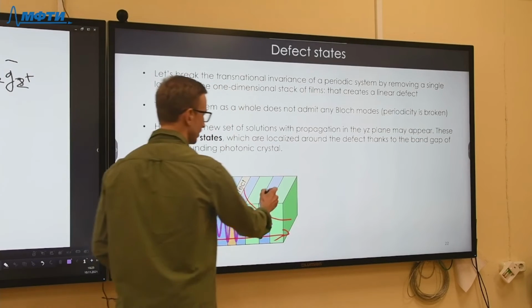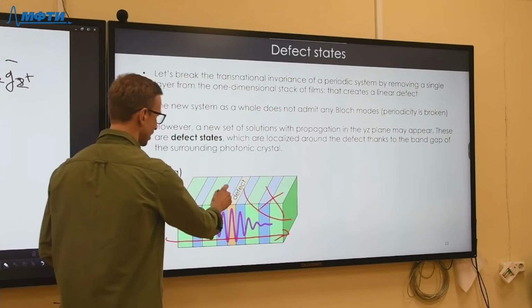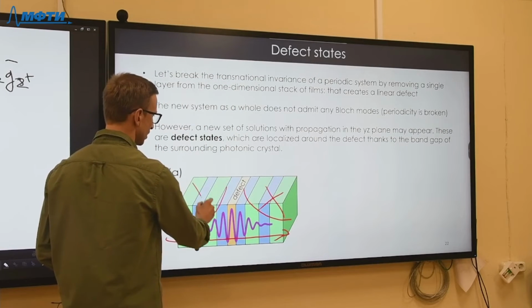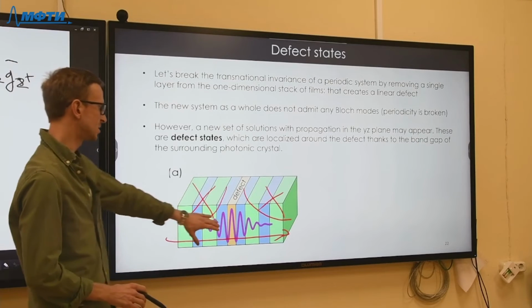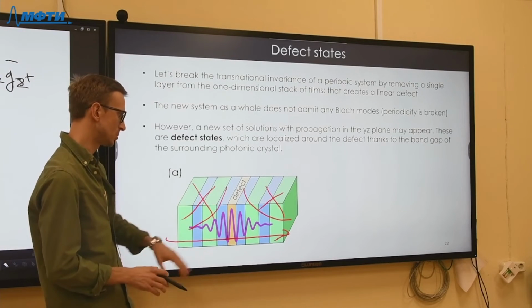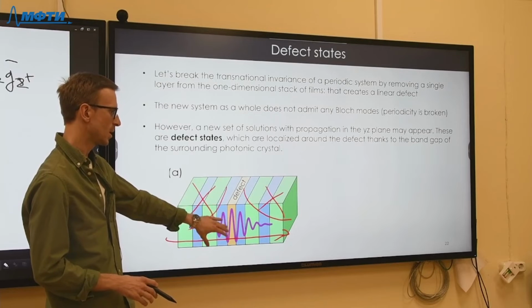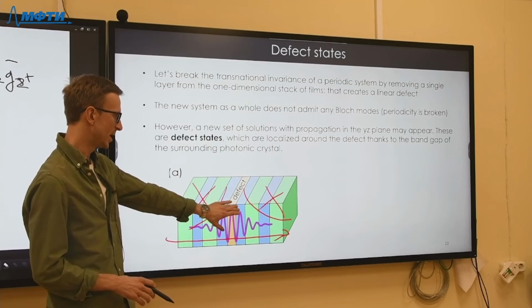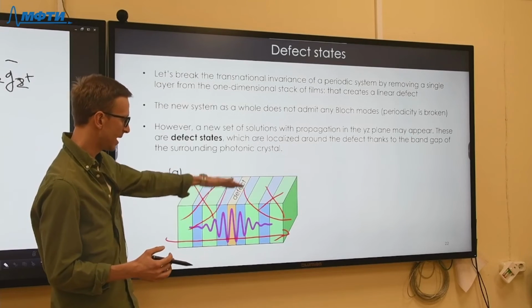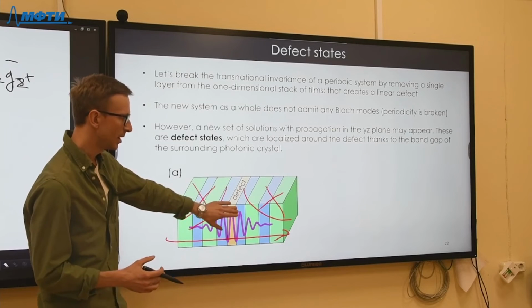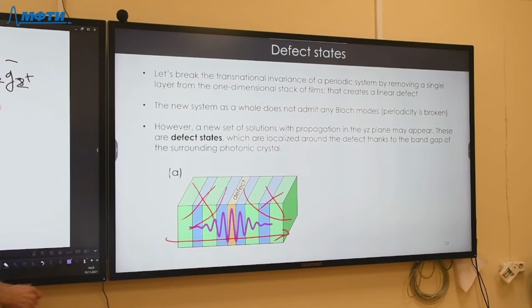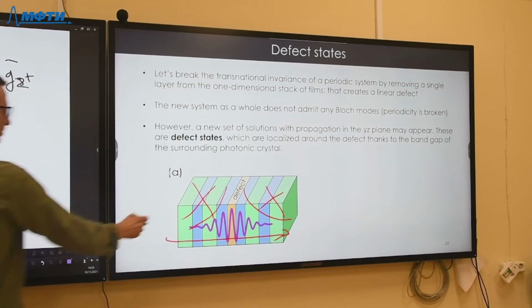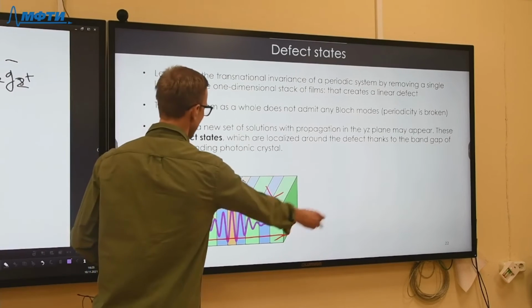This is a band gap. The mode is not allowed to propagate here. And the mode, similarly, is not allowed to propagate in this direction. So if the frequency of some particular solution is located within the band gap, we may be lucky enough to find a defect state that is localized at the defect. So these 2 semi-infinite photonic crystals simply act as mirrors, suppressing propagation in this direction and in this direction.